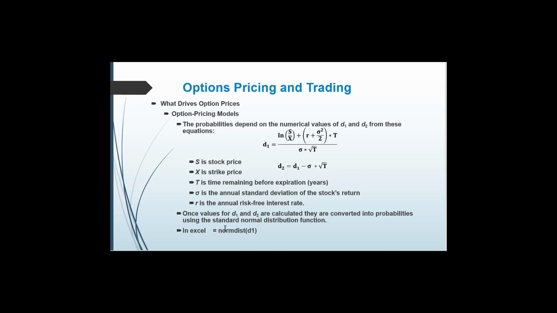And that's done through something called a standard normal distribution function. If you have a statistics book, you can look these numbers up in those tables. But if you're in Excel, to find the normal distribution of d1, the formula is equals NORM.DIST, and then in parentheses, you put the number d1. That will give you the solution for this problem.